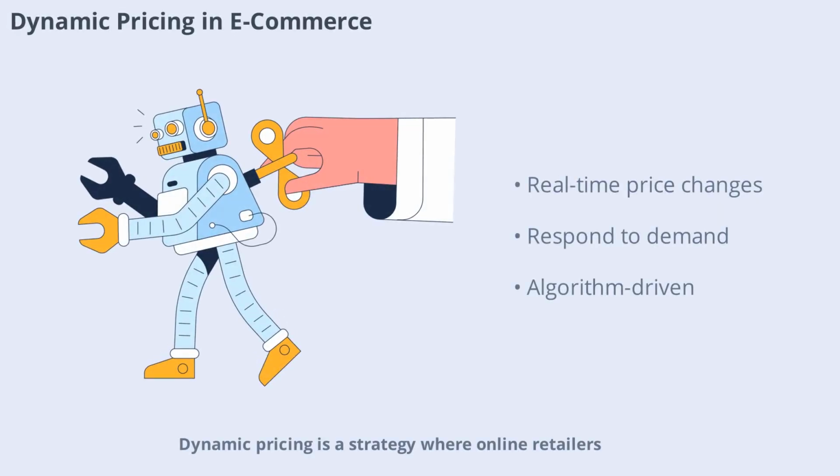Dynamic pricing is a strategy where online retailers change prices in real time based on demand, competition, or even the time of day. This approach allows firms to maximize profits by charging higher prices when demand is strong and offering discounts when sales are slow. Dynamic pricing is common in e-commerce, travel, and event ticketing, and it's powered by sophisticated algorithms and data analysis.